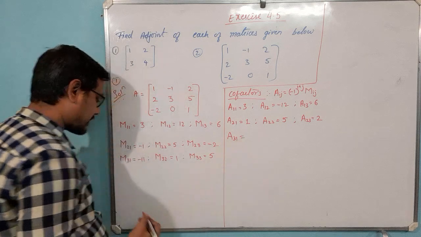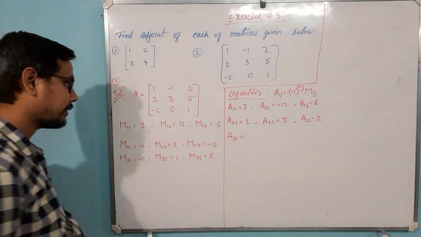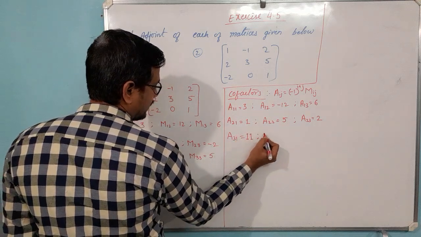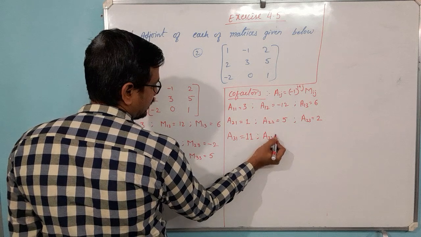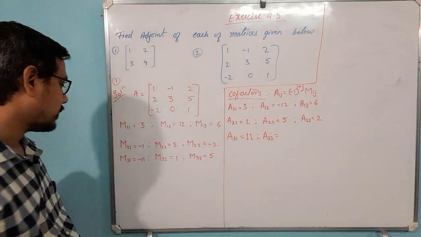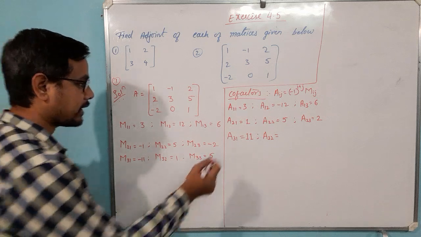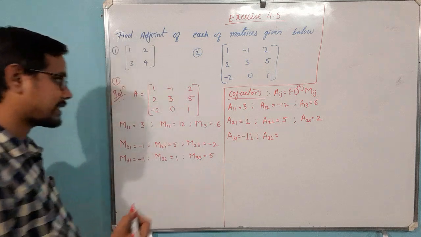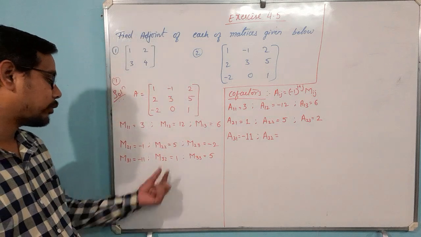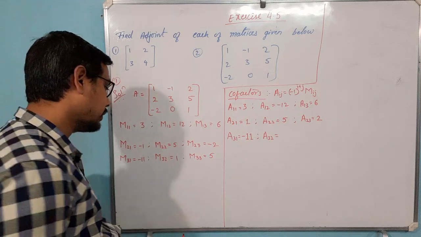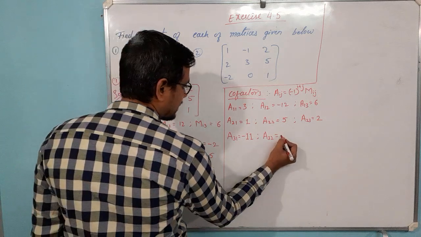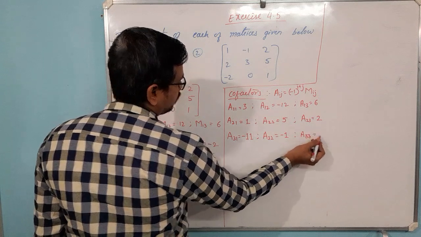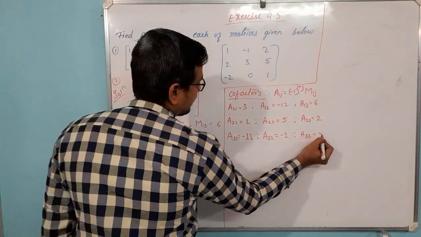A31, 3 plus 1 is even, so minus 11 is there, it stays as minus 11. A32, 3 plus 2 is 5, which is odd, so plus 1 becomes minus 1. A33, 3 plus 3 is even, so plus 5 is there, 5.